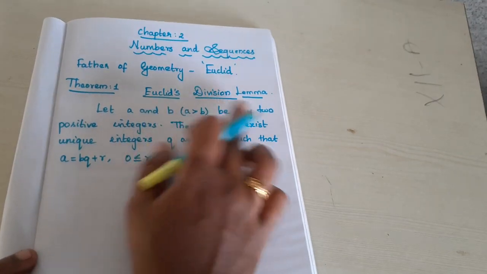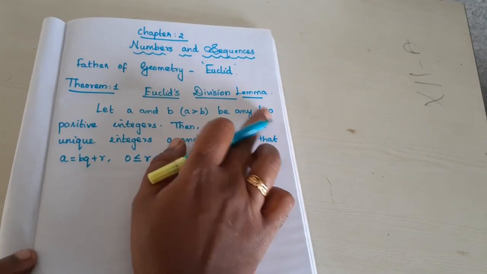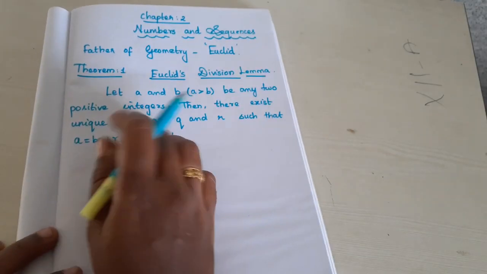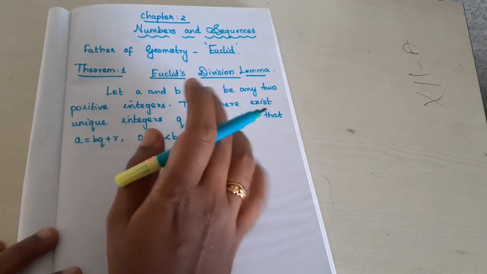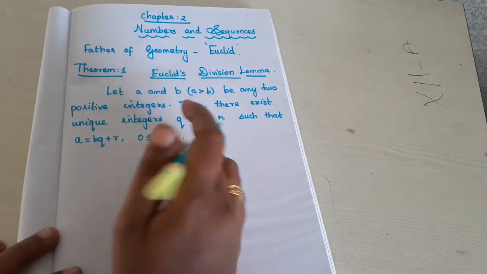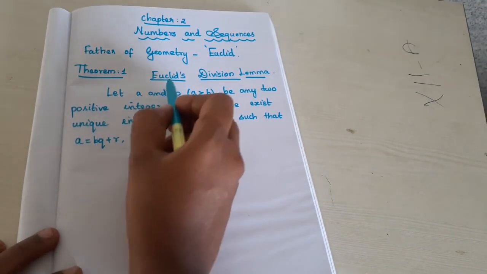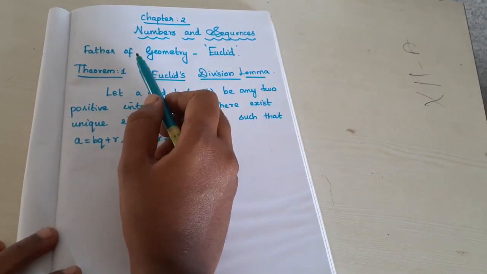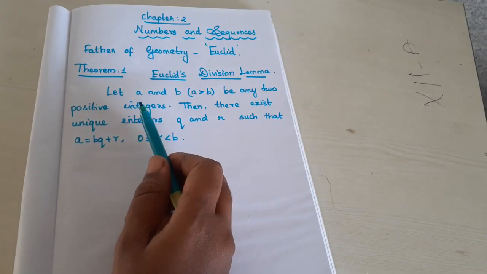So here, Euclid's division lemma. Lemma, do we know? Theorem, do we know? The lemma is considered a mini theorem. So lemma is nothing but a mini theorem. Listen, students, one simple concept we are going to learn today. Very, very easy. Chapter 2 is very simple as well as easy. The first theorem is Euclid's division lemma, which is on page number 37. You can refer to your textbook on page number 37.